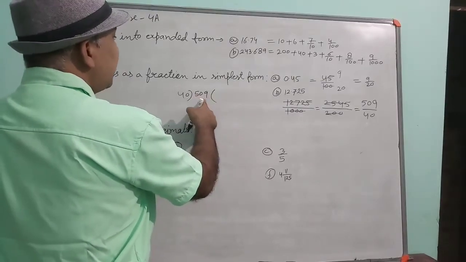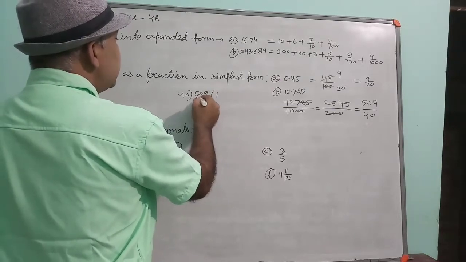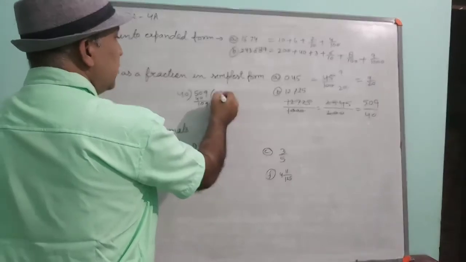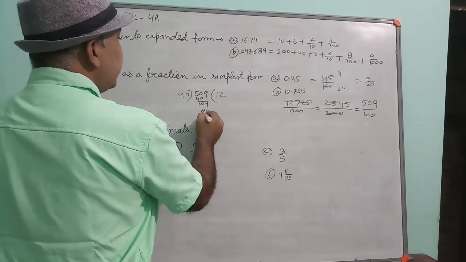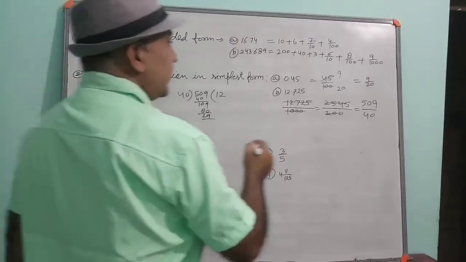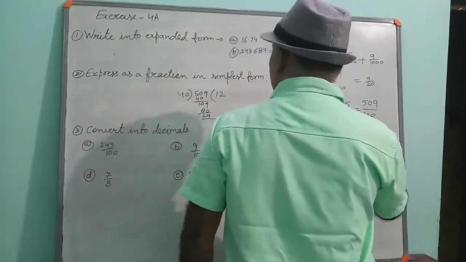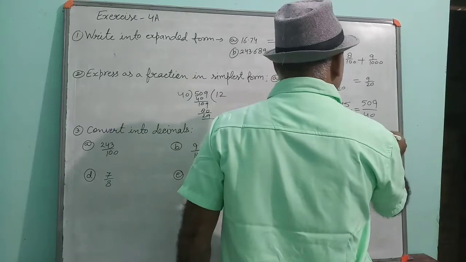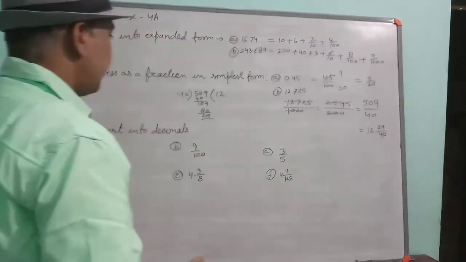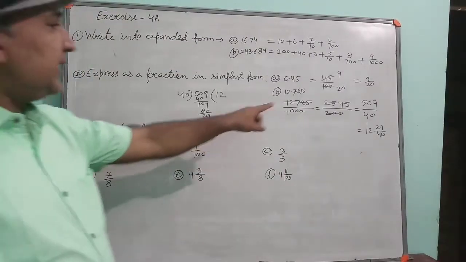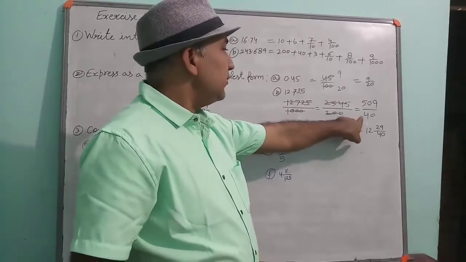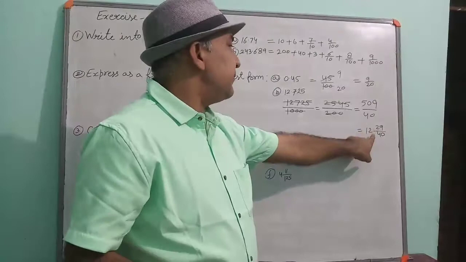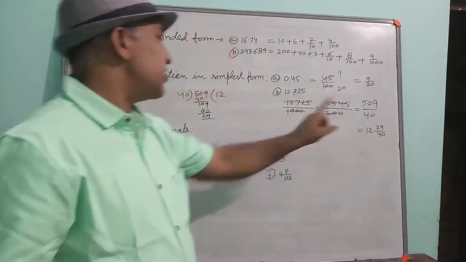40 will divide 509, then you will take 12 times. Now see, 29 is the remainder. That means this number can be written as 12 into 29 upon 40. Okay? Never give your answer in improper fraction. Give practice for this. Give your answer in mixed number.